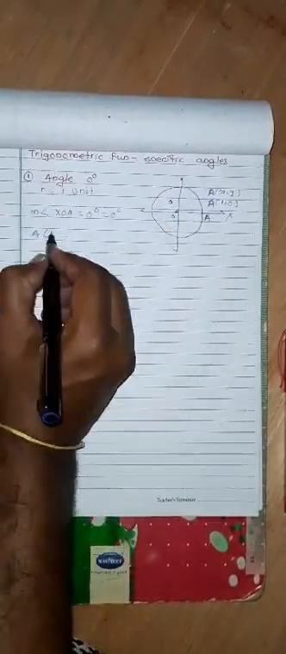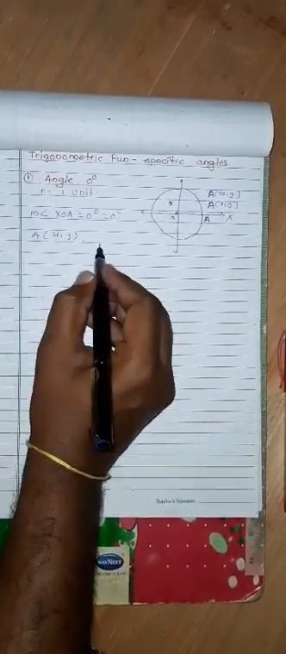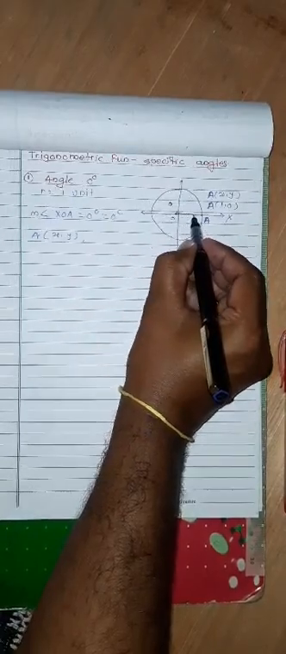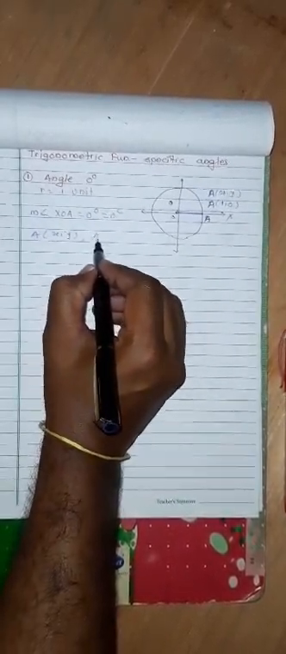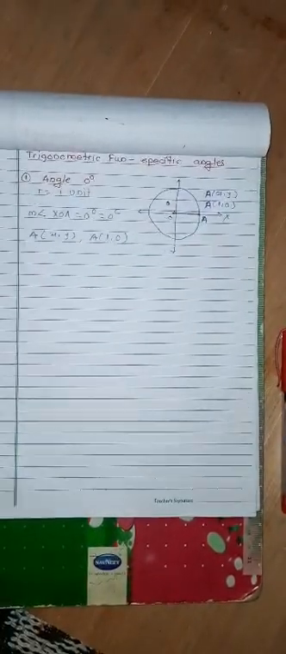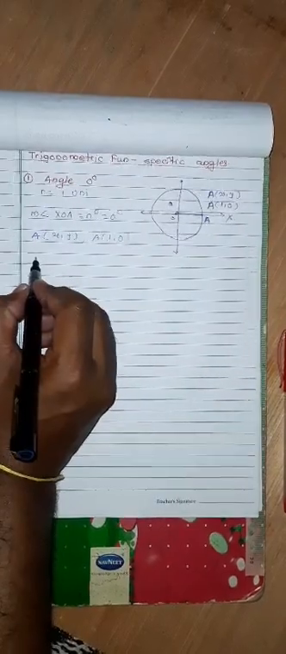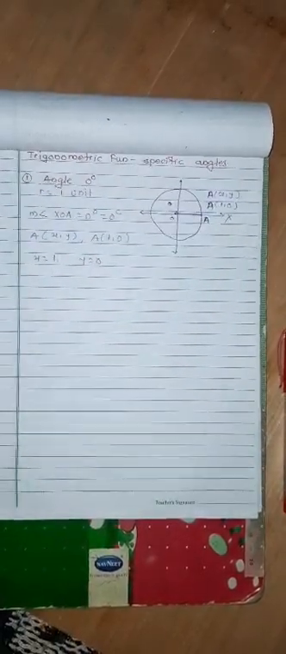And A has the coordinates x and y. If it is a unit circle, then this is the hypotenuse, and that's why the x coordinate of A is equal to 1 and the y coordinate is equal to 0. So x is equal to 1 and y is equal to 0 here.